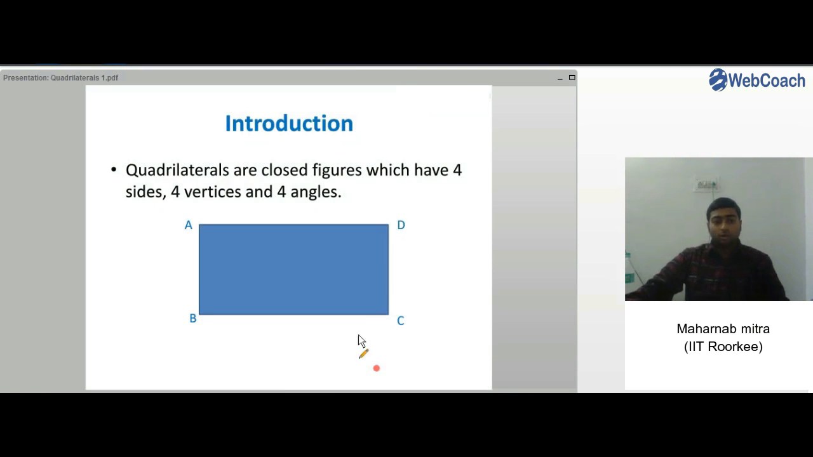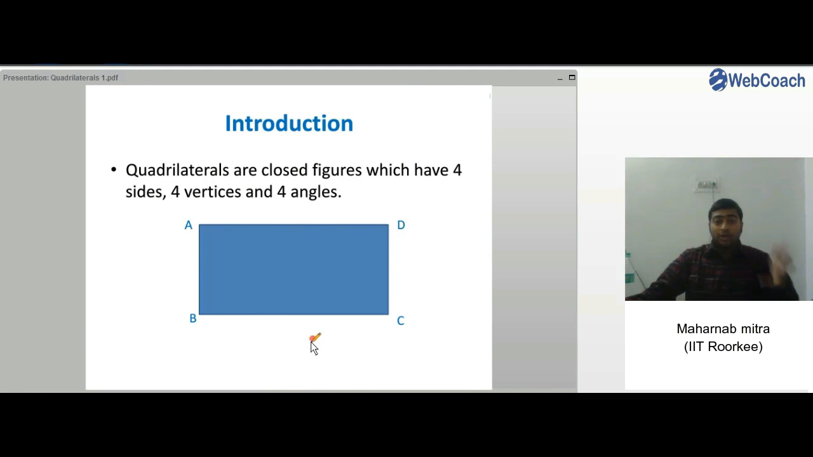So we all know that quadrilaterals are closed figures which have 4 sides, 4 vertices and 4 angles, right? And here you can see a figure. I think you know what it is. It is a rectangle, right? And here you can see 4 vertices are named as A, B, C and D.